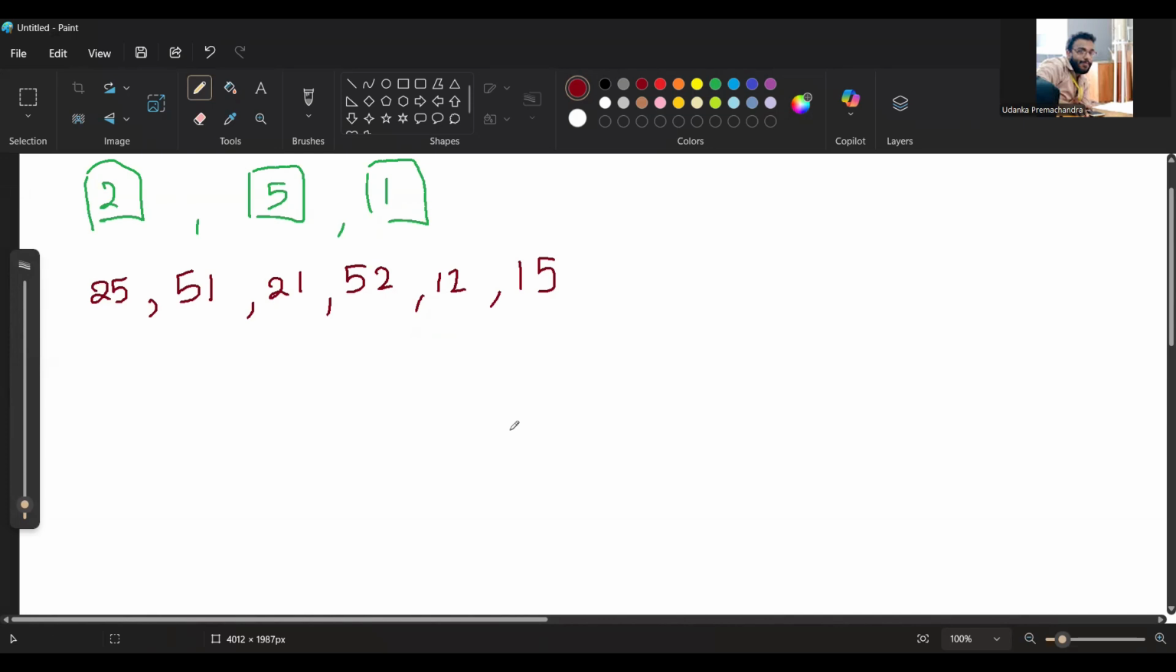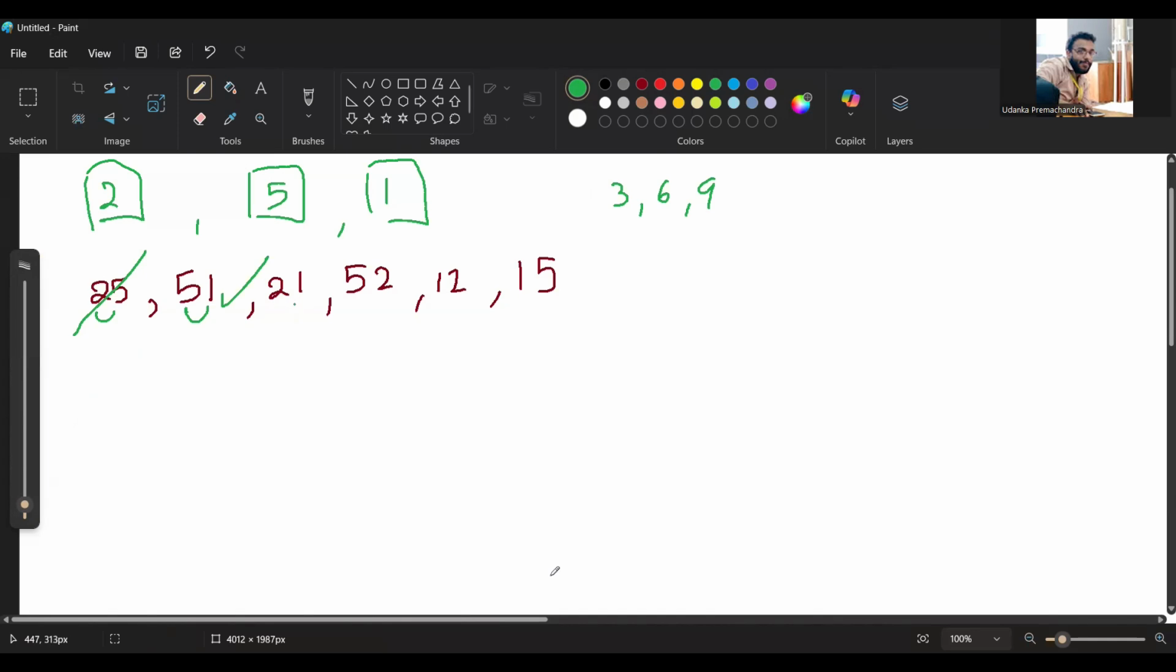Now they are asking for multiples of 3. How do you recognize multiples of 3? When you add all the digits, it becomes 3, 6, or 9. You can take it as a multiple. 2 plus 5 is 7. This is not a multiple of 3. 5 plus 1 is 6. It is a multiple of 3.